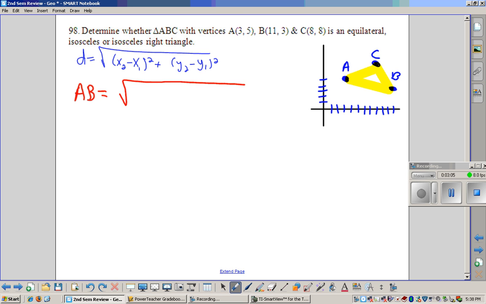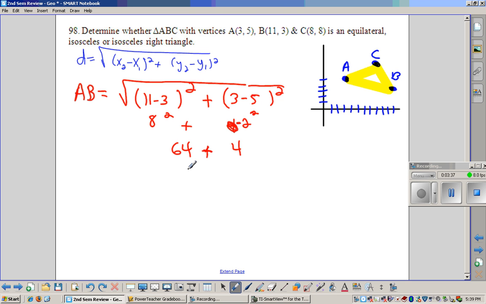So you need the difference of the x's squared plus the difference of the y's squared. The difference of the x's is 11 minus 3, which is 8 squared, 64. And the difference of the y's would be 3 minus 5, which is negative 2 squared, which is positive 4. So that ends up being a square root of 68.